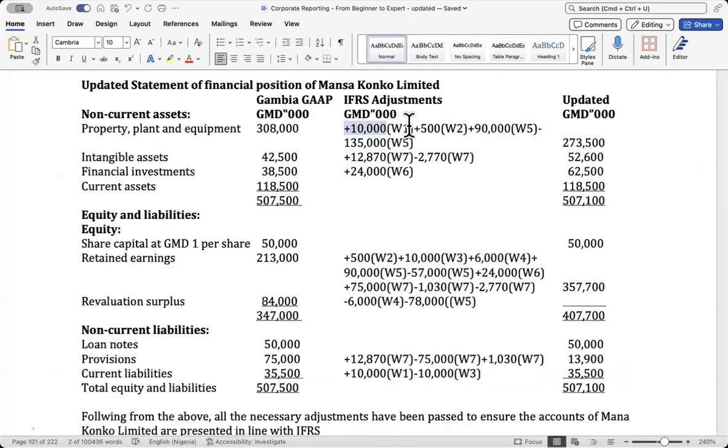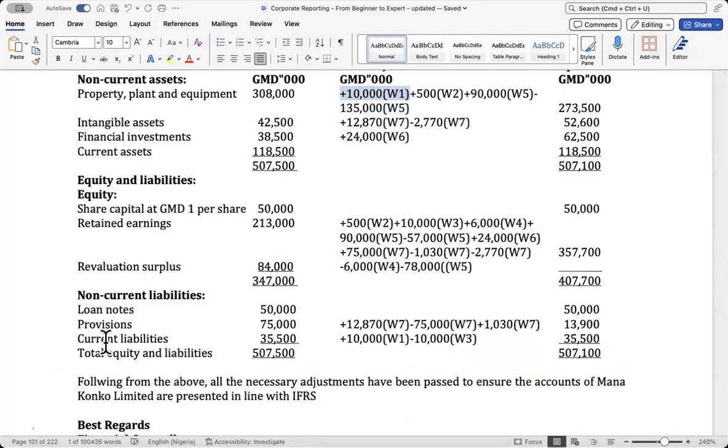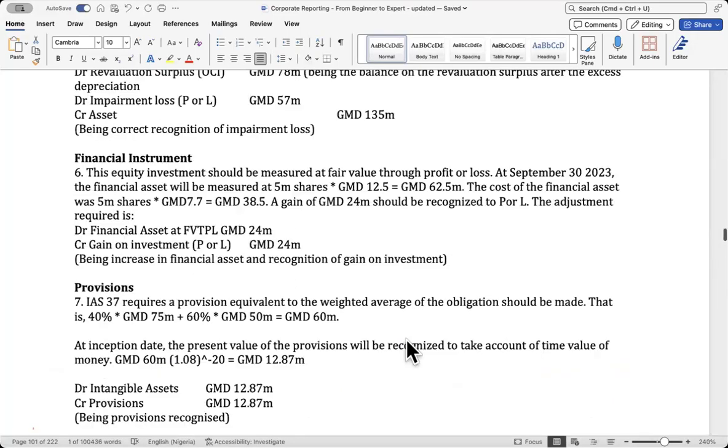So I added to equipment and I said workings 1. If you go to payables, I said credit payables 2. That one is under current liabilities. I also added to payables workings 1. Let me show you the second one.